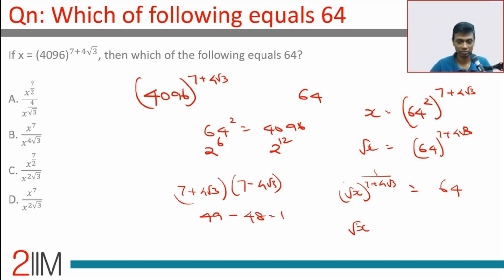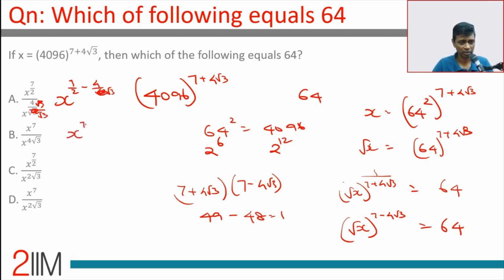Or square root of x to the power 7 minus 4 root 3 is 64. How do we get there? Okay, this is x power 7 by 2 by x power 4 by 3. This is x power 7 by 2 minus 4 by root 3. Sorry, it should be 4 root 3. It's given incorrect. It should be 4 root 3. No, 4 by root 3. 4 by root 3. That doesn't work. 4 by root 3. It's tough to reconcile.